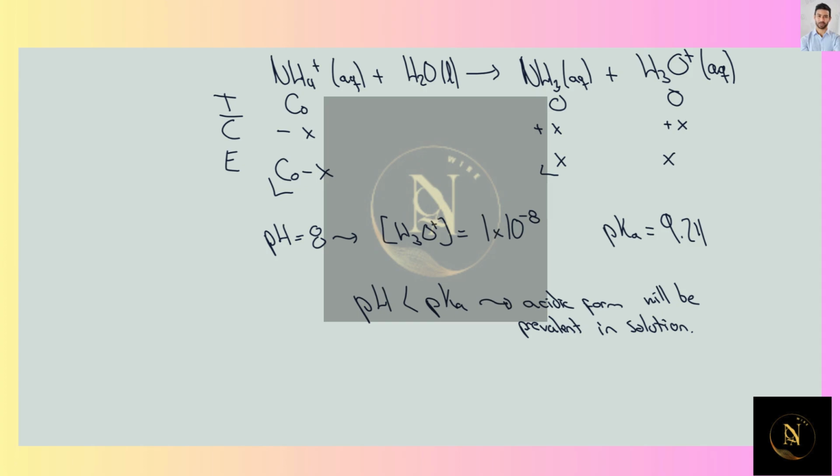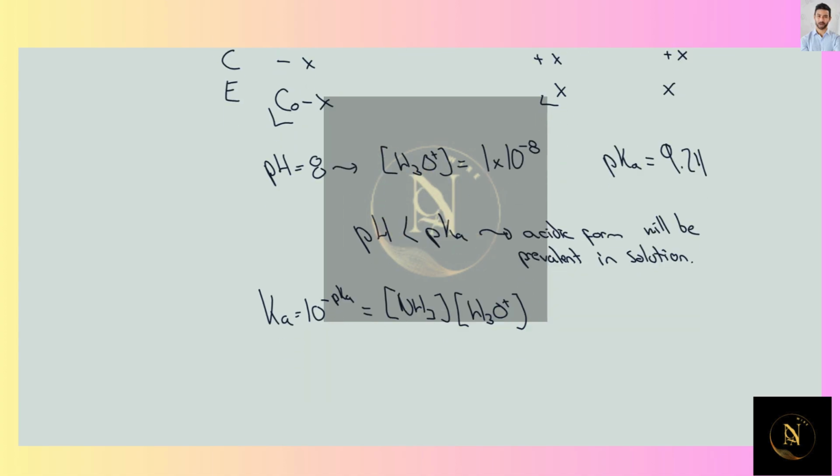So we can calculate the value for C0 given the Ka. The Ka is equal to 10 to the minus pKa, and this would be equal to the concentration of NH3 times the concentration of H3O plus divided by the concentration of NH4 plus. This is going to be equal, replacing the values at equilibrium, to x squared divided by C0 minus x. But in this case, contrary to most of the scenarios, we know the value for x and we don't know the value for C0. So again, this would be equal to 10 to the minus 9.24.